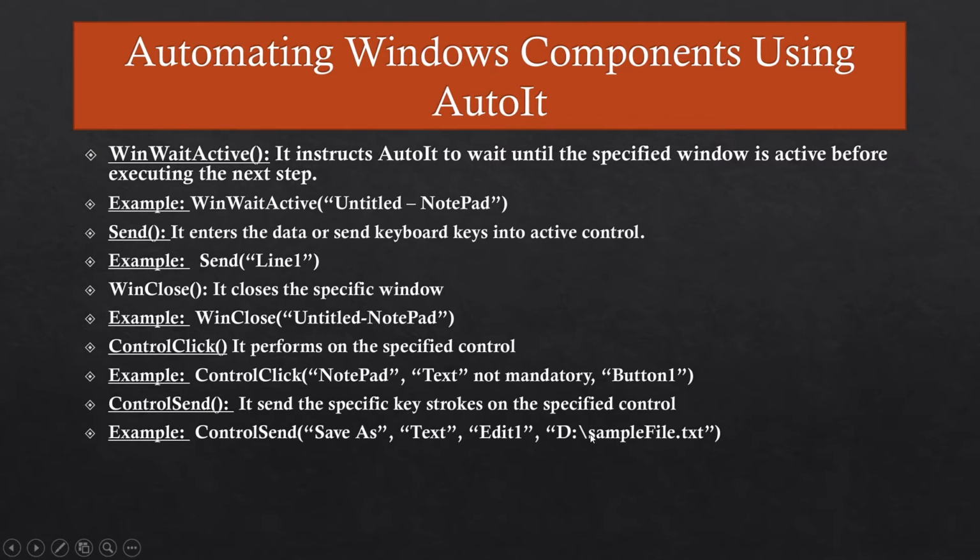So I want to store this file like d:/samplefile.txt. These keystrokes we will send on the specified control, such as save as or save or cancel. Once you click on save as, you have to pass some path where you want to save your file. So for that reason we are using this control.